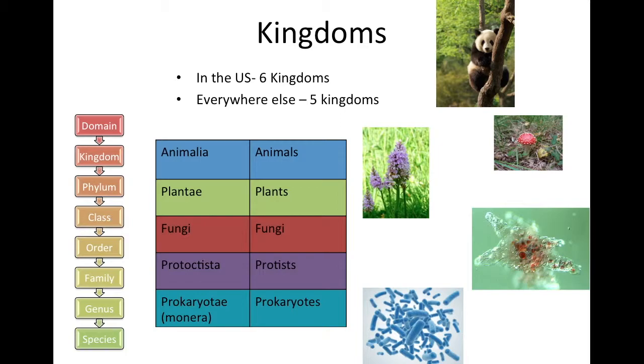Next up is kingdoms. Now, depending on where you are in the world, you may have been taught that there are either 5 or 6 kingdoms. I'm in the UK, so I will be teaching you that there are 5 kingdoms, which you can see on the screen. The difference between the 2 systems is simply that the prokaryote kingdom is split into 2, bacteria and archaea, whereas everyone else keeps it as 1 kingdom.